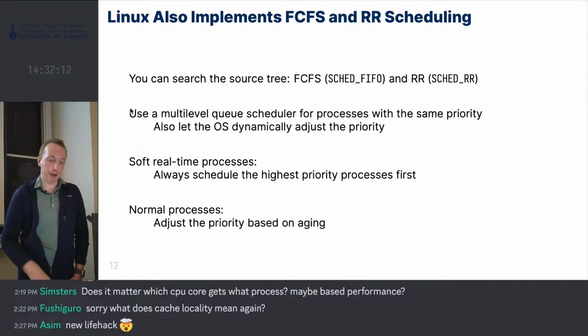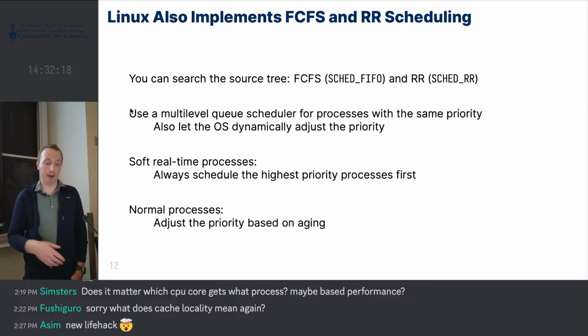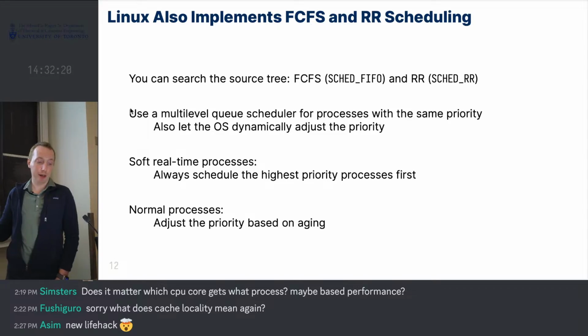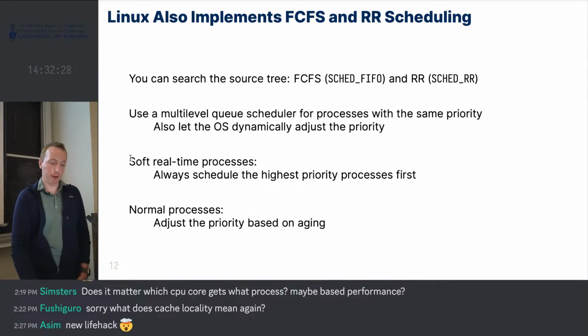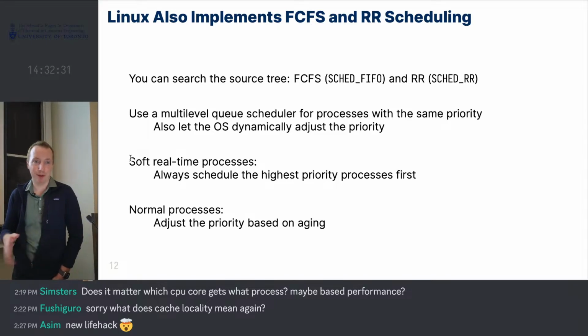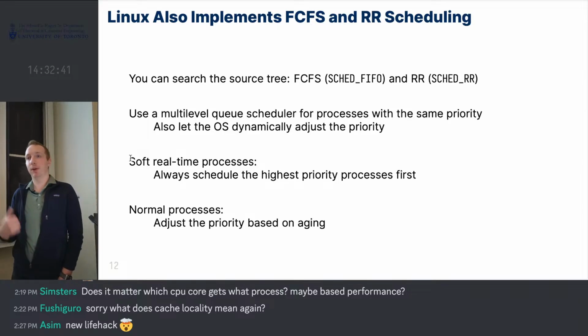What they do is use a multi-level queue scheduler for processes with the same priority, and then let the operating system dynamically adjust the priority. This is done for soft real-time, only soft real-time processes in Linux. Soft real-time processes just always schedule the highest priority process first, and that's it. And for normal processes, that's where the actual Linux scheduling algorithm comes in, which we'll get into later.